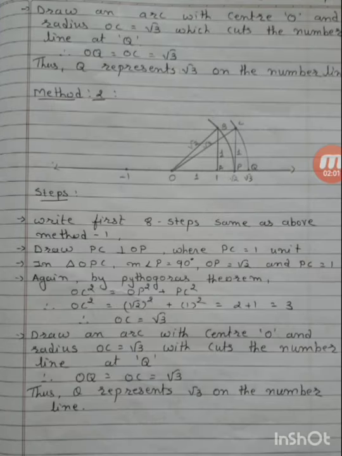Now draw an arc with center O and radius OC equal to root 3, which cuts the number line at Q. Meaning OQ is equal to OC, which is equal to root 3. Thus Q represents root 3 on the number line. Thus we can draw root 3 on the number line.